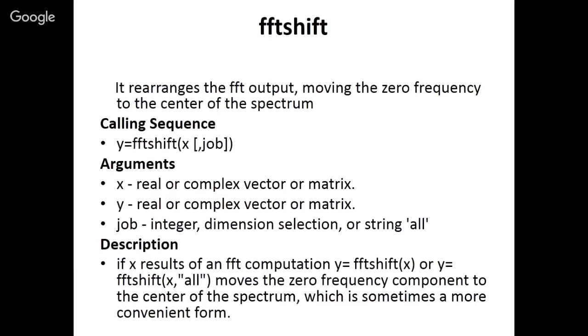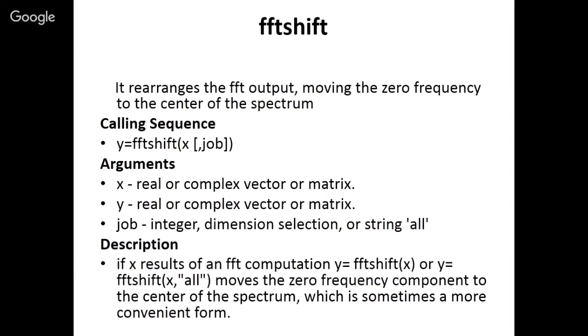This is your FFT shift. Sometimes when we find the frequency spectrum, we have to shift the origin of the spectrum, right? So FFT shift is nothing but shifting the origin of the spectrum. Here the command is y is equal to FFT shift x, and then after that this is the option, what option you want to give. If you give FFT shift x and after that you give all, it will shift the spectrum from 0 to the center, right? Directly it will go from 0 to center.